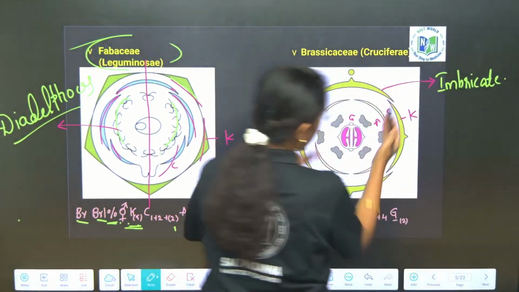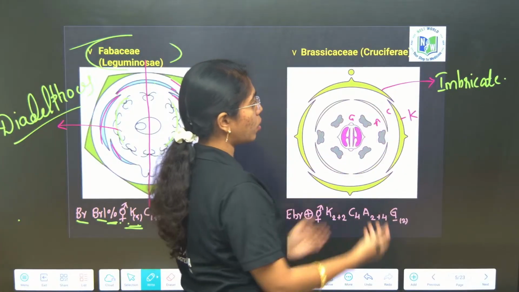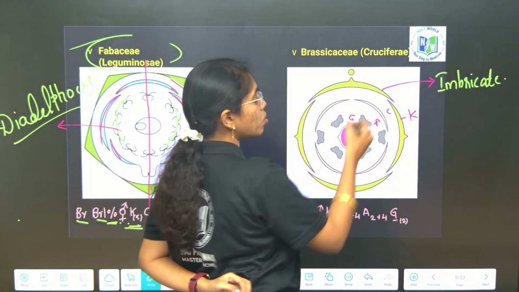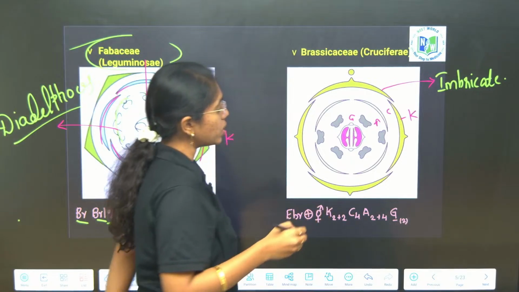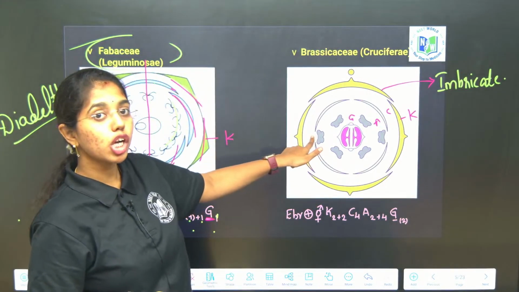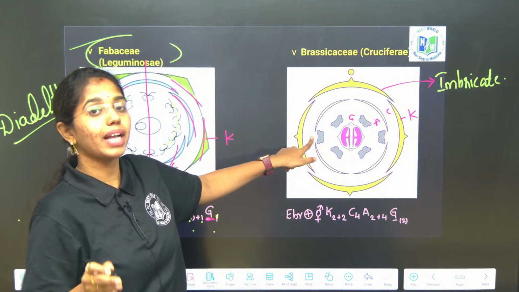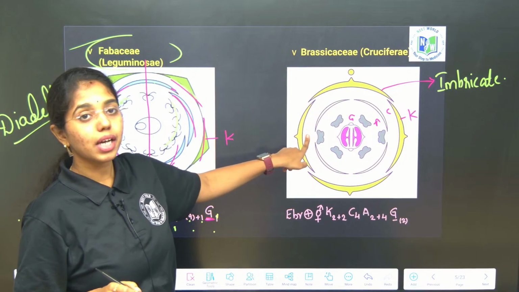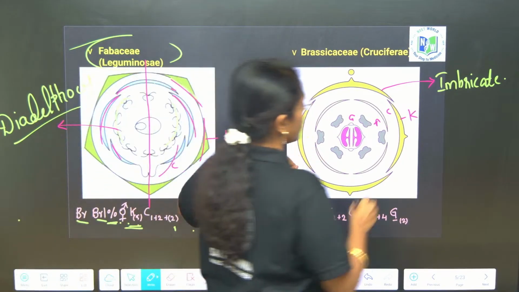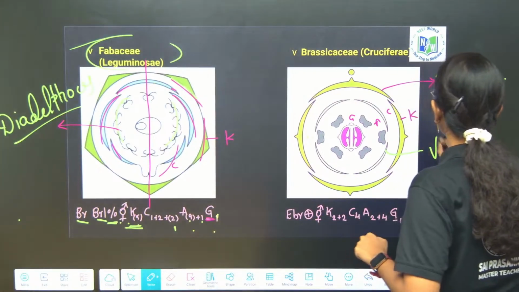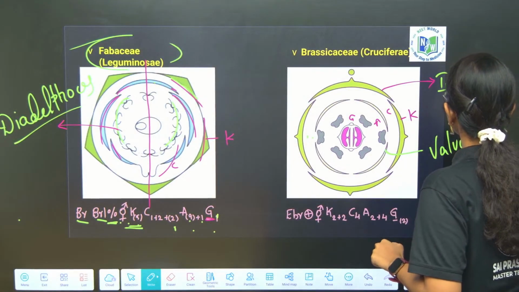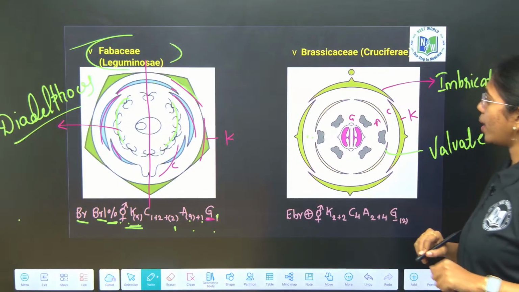And next whorl to the calyx is what? Corolla, where they are attached to each other. Okay, attached to each other, but they are free. It is not gamopetalous condition. Polypetalous condition with valvate aestivation. Okay, so corolla is what? Valvate aestivation. Corolla is following valvate aestivation.